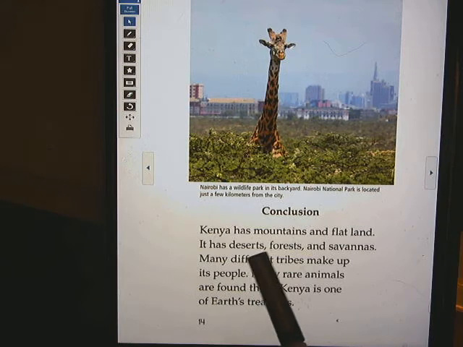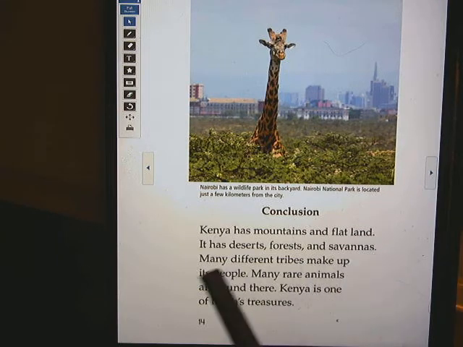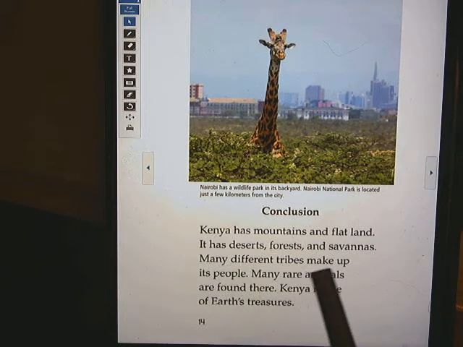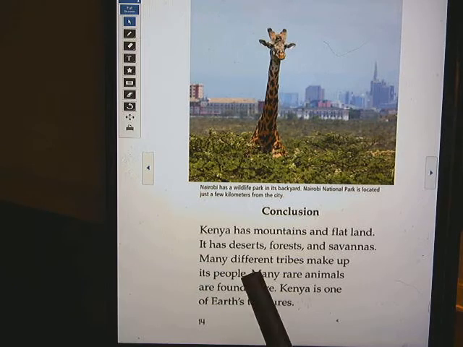Conclusion. Kenya has mountains and flat land. It has deserts, forests, and savannas. Many different tribes make up its people. Many rare animals are found there. Kenya is one of Earth's treasures.